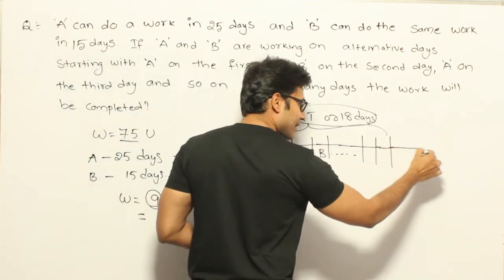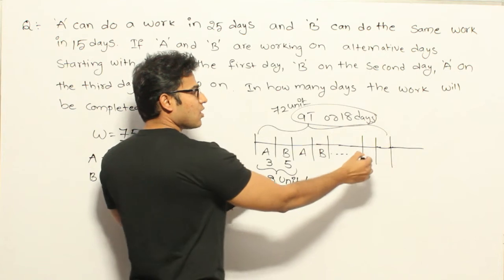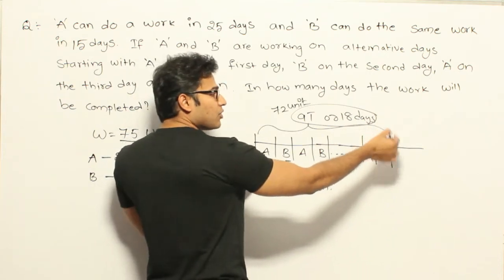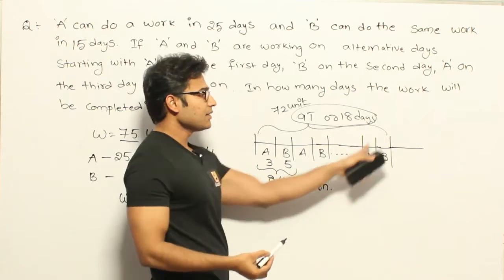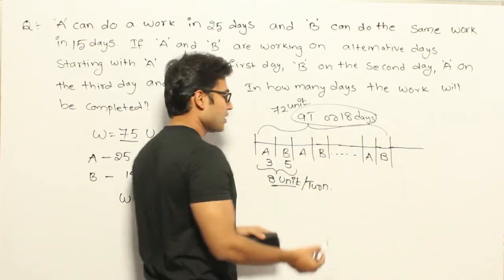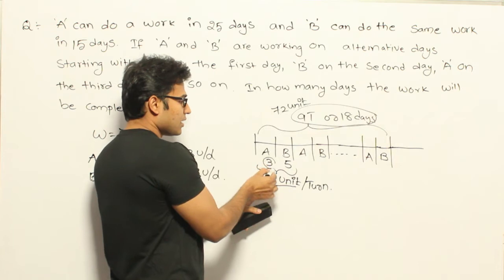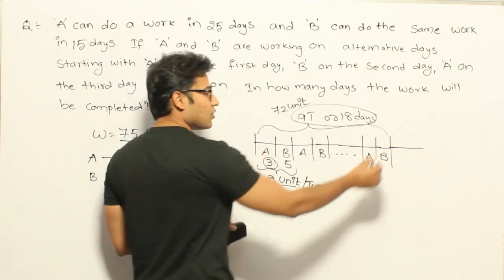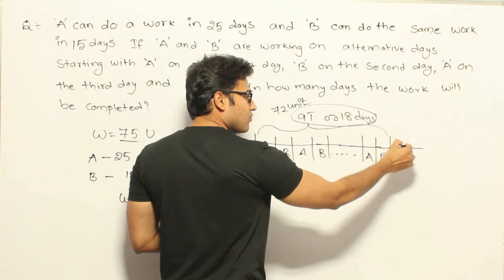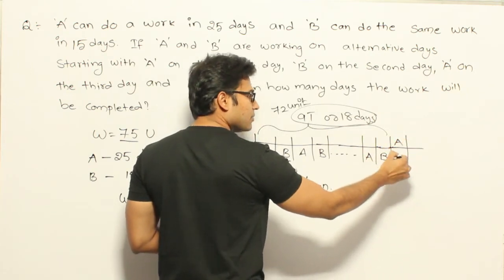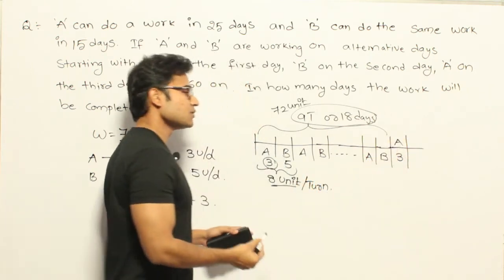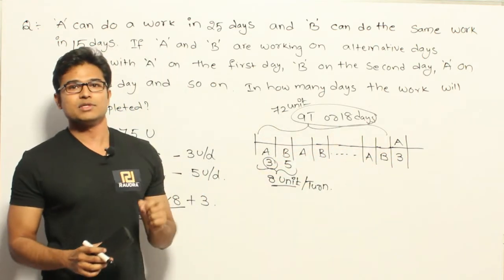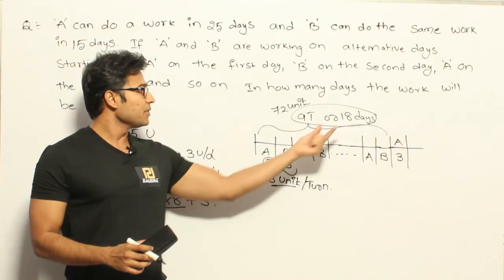And those 3 more units have to be completed after this. Now in the last turn also A would have worked first and then B, right? Now 3 more units have to be completed and the next turn will be A's, right? And what is the capacity of A? A can do 3 units in 1 day. Therefore, if you let A work for 1 more day, he will be able to finish the remaining 3 units of work. Therefore, 72 plus 3, total 75 units of the work will be done in how many days?